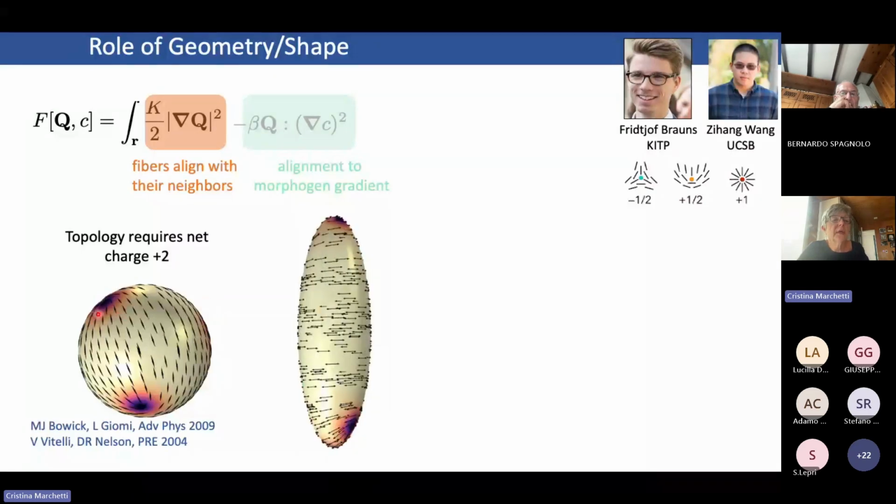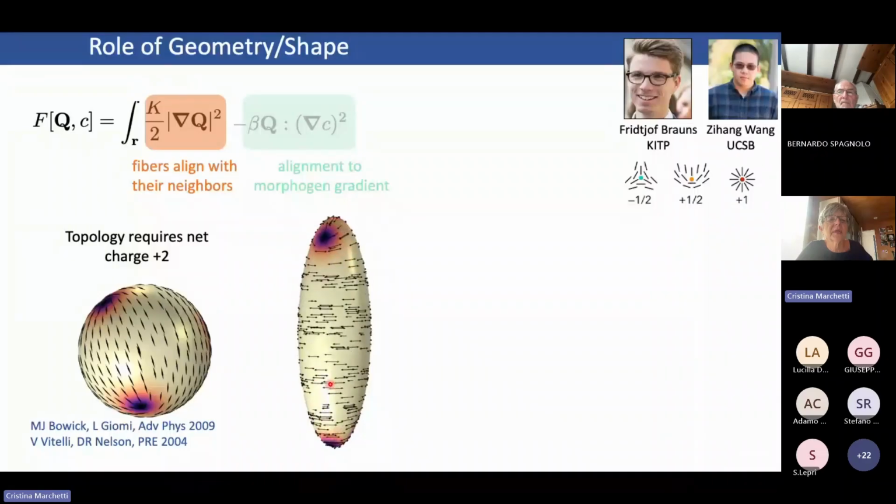And that's the structure I was showing here on the sphere. But if you actually try to stretch out the sphere into an ellipsoid, you find that the geometry drives the +1/2 defects closer to the pole, pushes them closer to each other, so that this geometry can kind of overcome the effect of Coulomb repulsion.